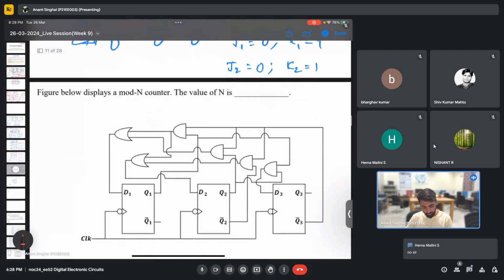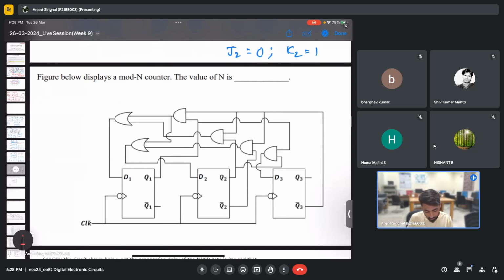Maybe now you can try it. This is again a similar question. It just looks complex, but it is very easy. The figure below displays a mod n counter. So again, n is the used states. You need to find out the value of n. Again, be clear, this is a D flip flop now instead of JK, so this will be easier to solve. Let me know all the used states of this counter and the unused states also. You can take 5 minutes to solve this and then let me know the answer.